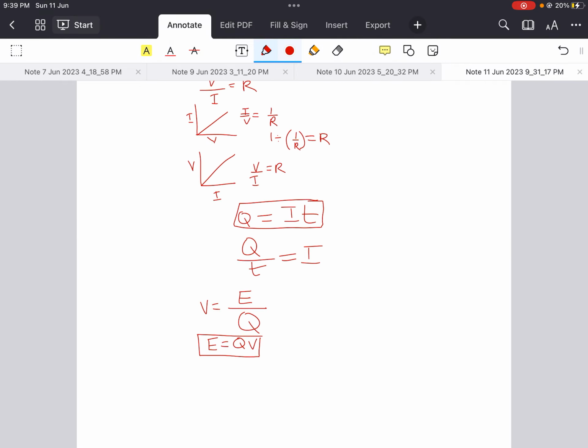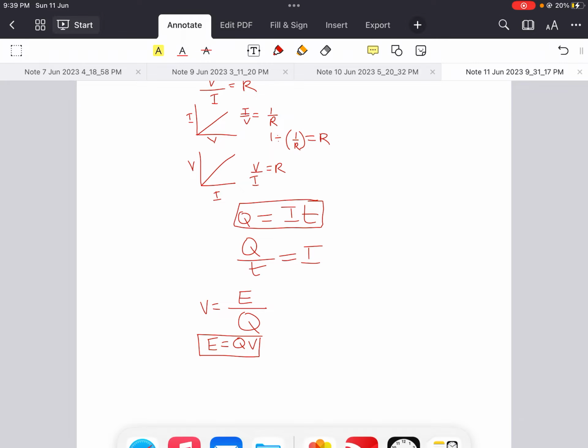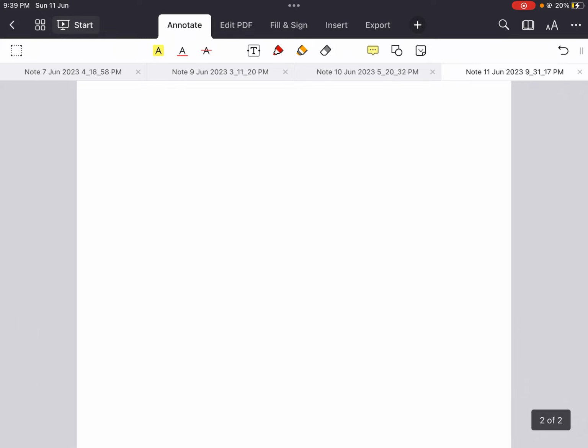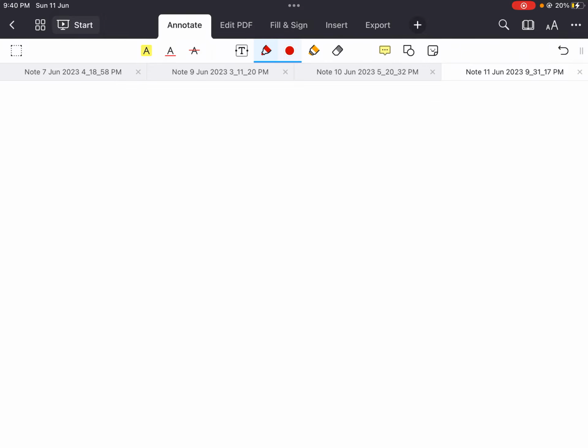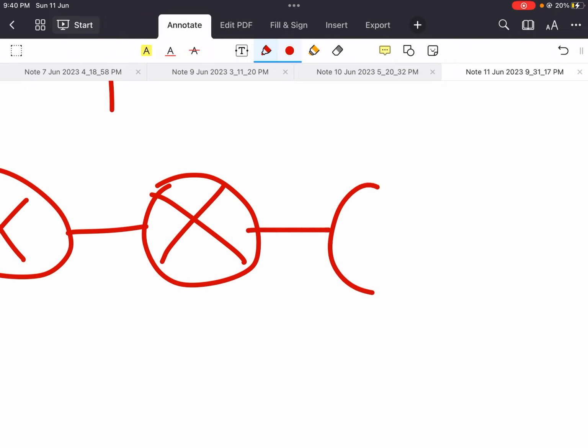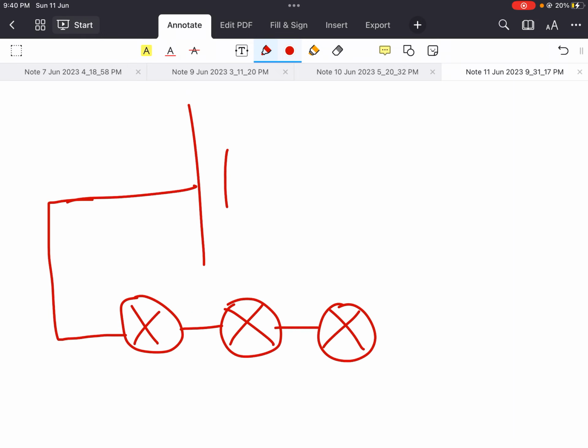Okay, now let's take a deeper dive into series and parallel circuits. So there are basically two types of circuits. You have a series circuit and you have a parallel circuit. A series circuit is basically, let me demonstrate this with 3 filament bulbs. So you have a cell, and then after that you have a filament bulb, you have another filament bulb, and you have another filament bulb. And since these are all next to each other, these are all in series.